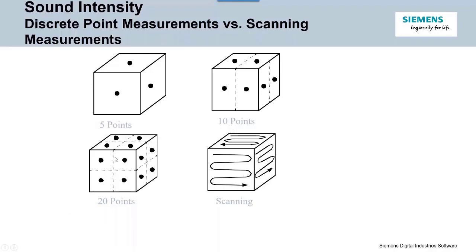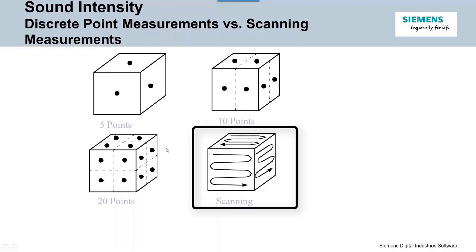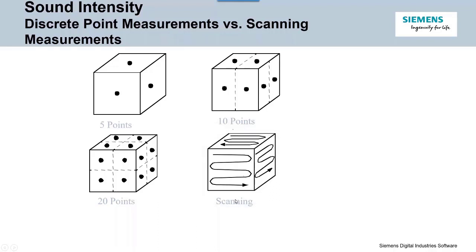On the other hand, rather than measuring at discrete points, you can do a scan as well, right? In a particular face or surface, you can do a scan, either horizontally or vertically. So both of these methods are available.